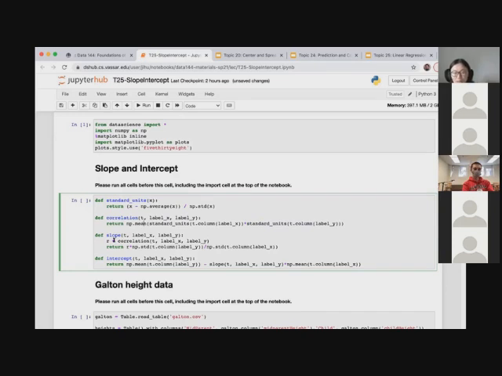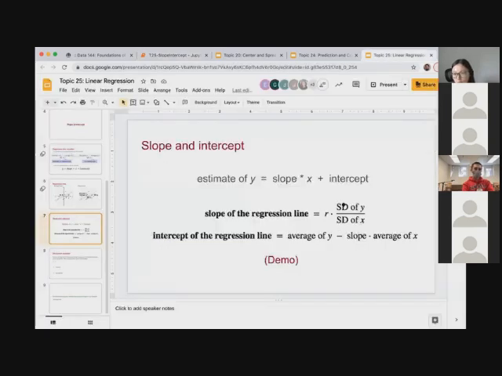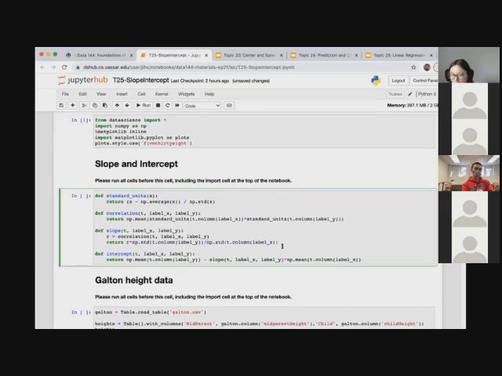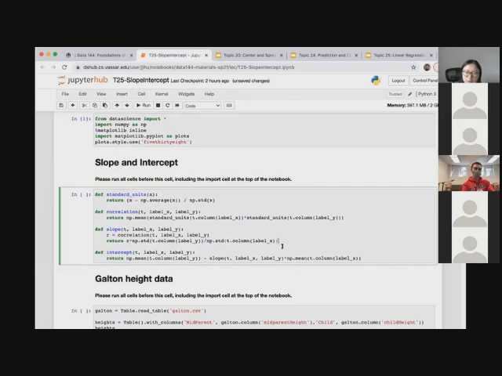The new things here are how to compute the slope and the intercept, okay? And what we're doing, like I said, is directly following these 2 formulas, okay? The slope, remember, is r times SD of y over SD of x. So what we're doing is we pass the table, the label of x and label of y, okay? First of all, we compute r as the correlation from the correlation function that we wrote, okay? And then the second is, we get r times the standard deviation of y over the standard deviation of x, okay? So nothing fancy, it's really just following the formula that we covered.